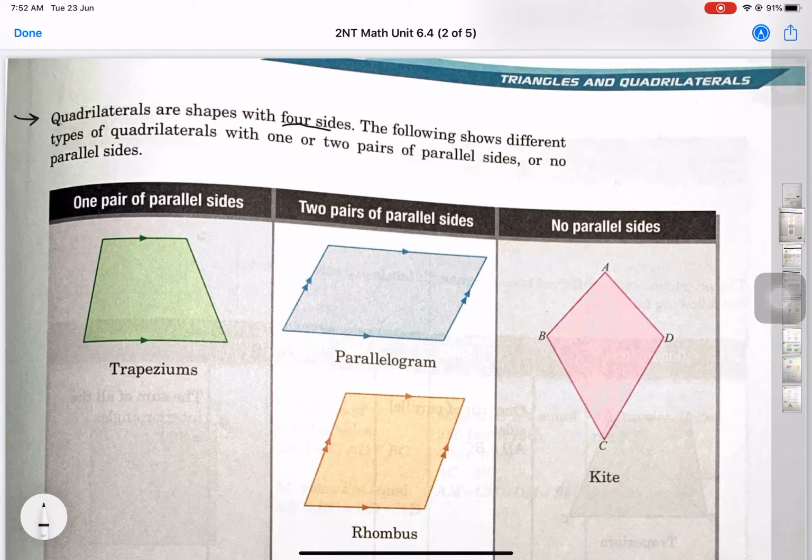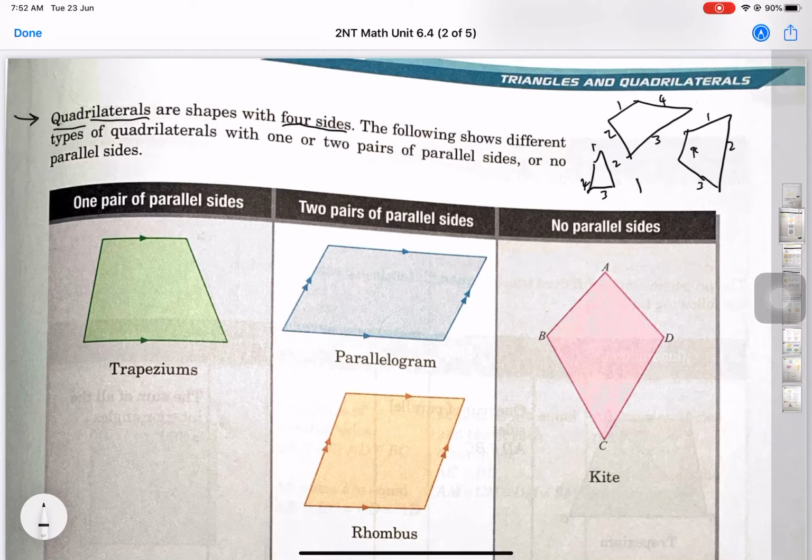Now, quadrilaterals are shapes with 4 sides. Quad means 4 and laterals means side, so quadrilaterals are shapes with 4 sides. So any 4-sided figure, whether it looks like this or whether it looks like this, as long as there are 4 sides, 1 2 3 4, they are called quadrilaterals.